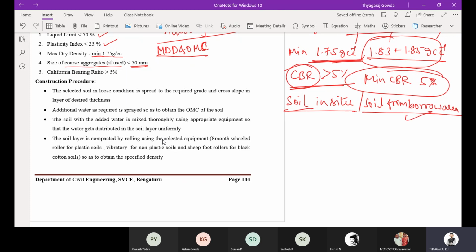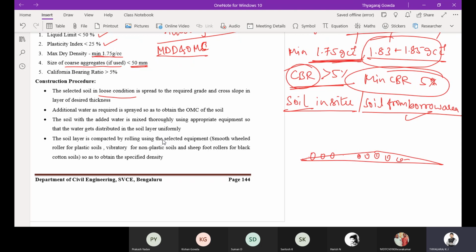So what you are going to do is select the soil in loose condition. You are going to select soil of good quality, and it should be in loose condition. And you are going to spread the soil to the required grade and cross slope of desired thickness. So for example, this is the foundation, this is natural ground. You are going to place the soil to the required slope, to the required grade.